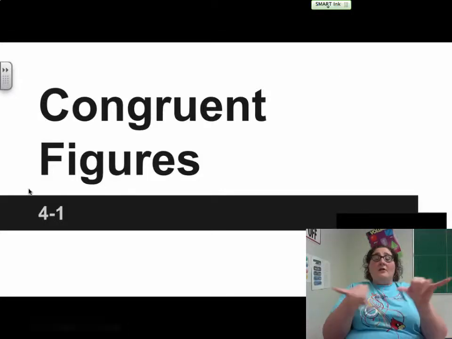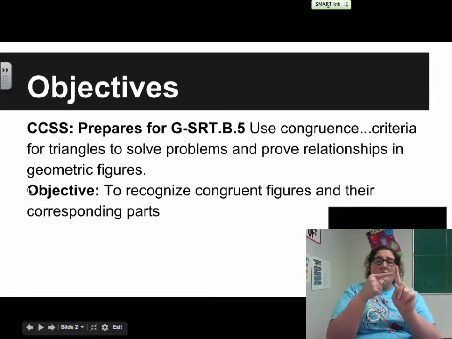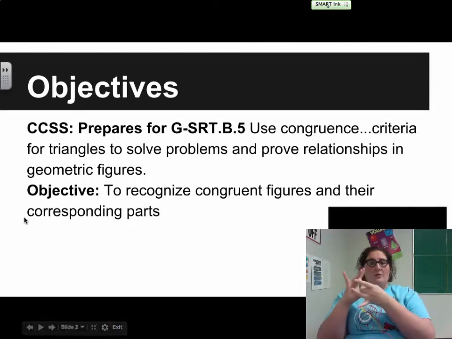Congruent figures. Objectives: to recognize congruent figures and their corresponding parts.